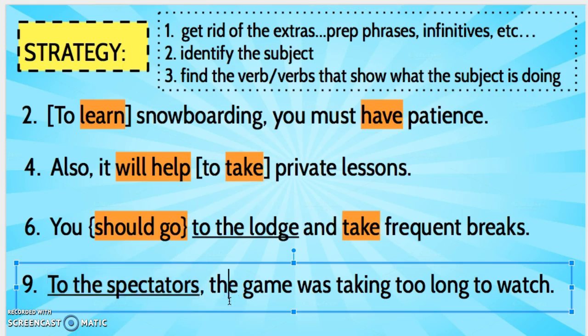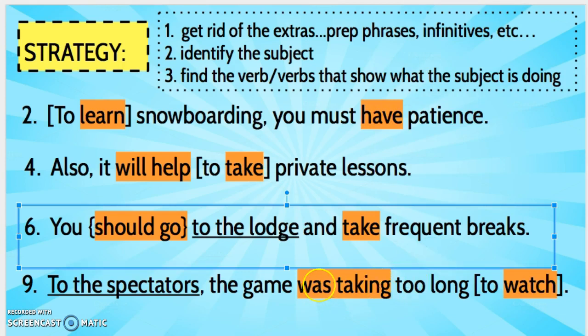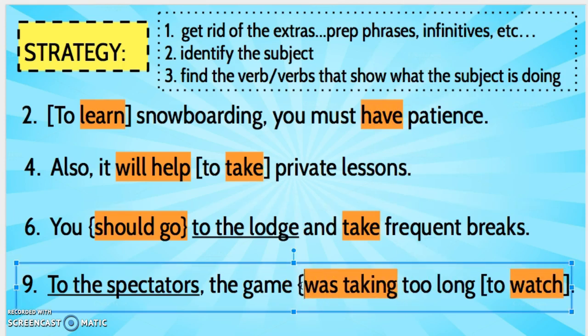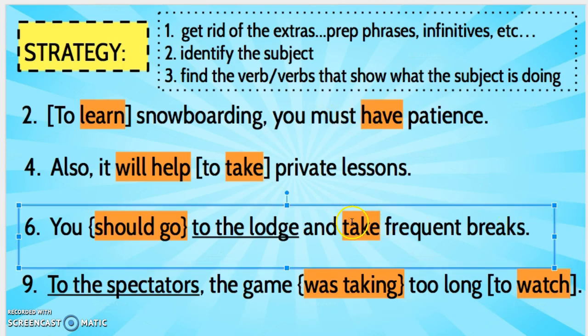The game was taking too long to watch. So the game was taking, I have a helping verb and I have an action verb, was and taking. Too long to watch. So to watch, that's going to be my infinitive. Watch being my verb. Now I also need to put brackets around this guy because I have two verbs in a row, which means it's a verb phrase. Alright, so that's what we should have had down for these last couple ones.